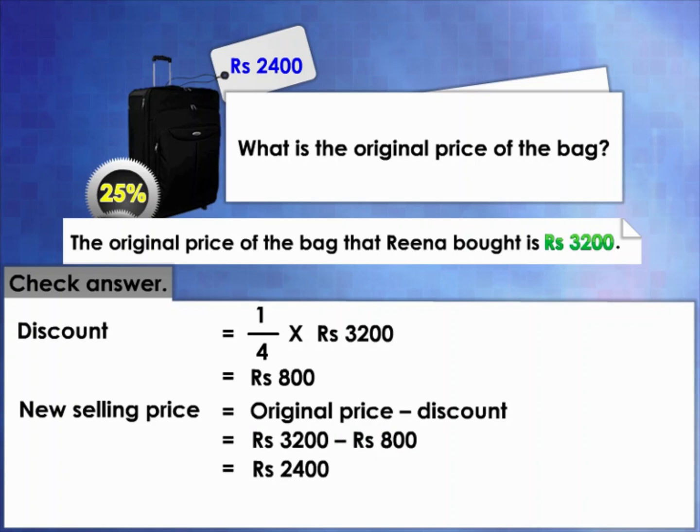Subtracting the 800 rupees from 3,200 rupees, we get 2,400 rupees. So this confirms that our answer is correct.